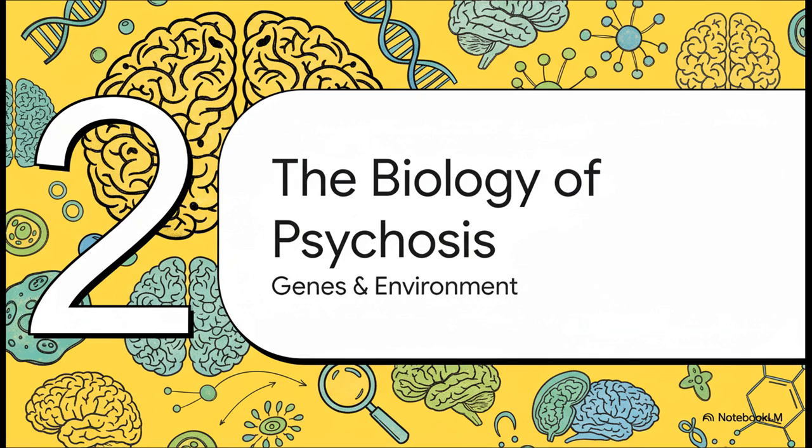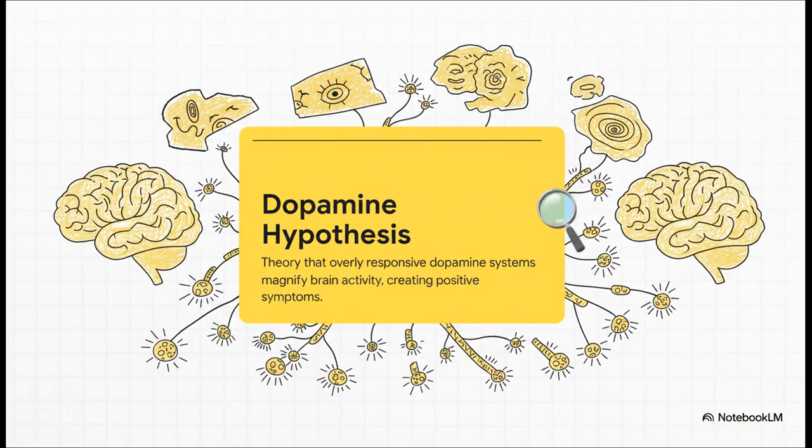Well, science is pointing to a few key ideas. One of the biggest theories revolves around a neurotransmitter you've probably heard of, dopamine. The basic idea is that folks with schizophrenia might have way too many dopamine receptors, which makes their brains kinda hyper-responsive. It's like it cranks up the volume on brain activity, which could be what creates those positive symptoms like hallucinations, as the brain just can't tell the difference between its own signals and what's coming from the outside world.